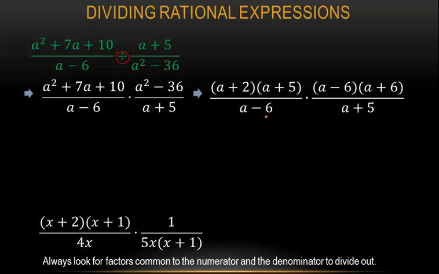Do we have any common factors? Yes, we do. A plus 5 in the numerator and a plus 5 in the denominator over here. A minus 6 right here in the denominator. A minus 6 up here in the numerator. And nothing else. It's all over 1. So our answer is not going to be in a fraction. It's just going to be an expression of a product of two binomials, a plus 2 times a plus 6.